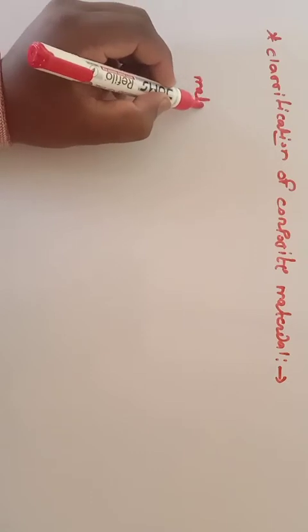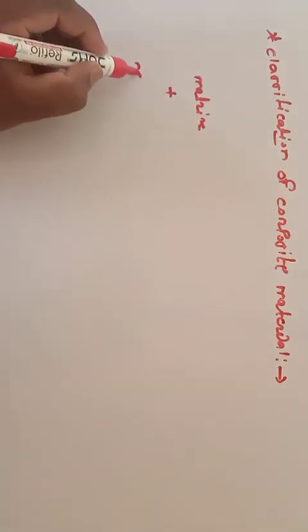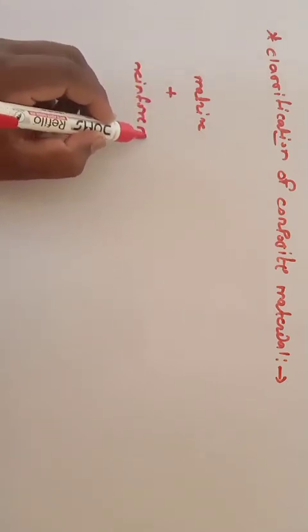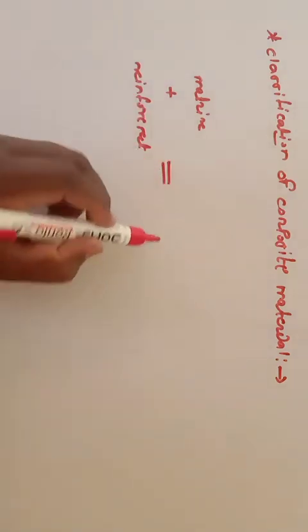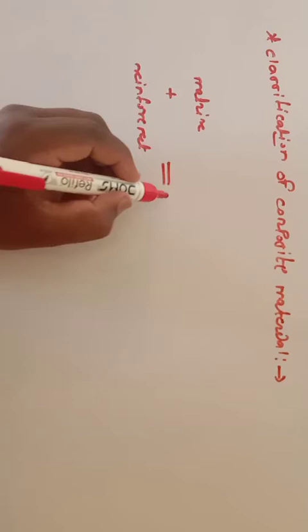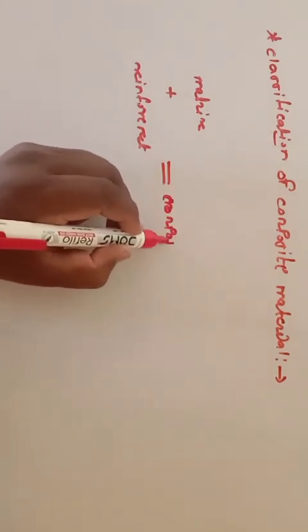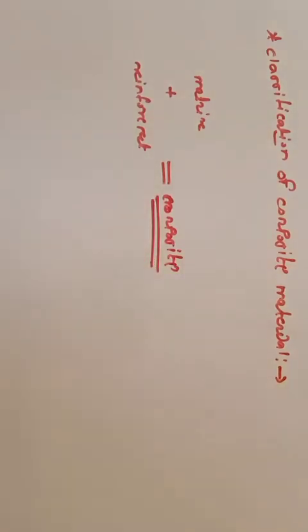matrix plus reinforcement results into composite material. Matrix plus reinforcement is equal to the composite material.